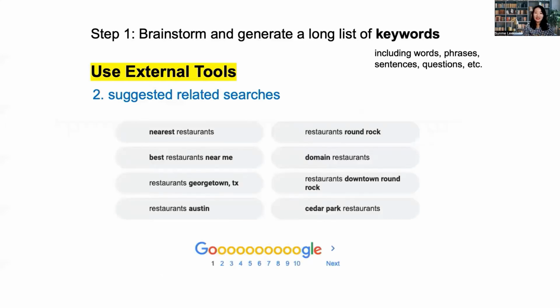Another way is that you can search a keyword and then go to the bottom. When you search some keywords and scroll down to the bottom, there are some boxes where Google suggests keywords. Again, here I enter the keyword restaurants, and Google immediately suggests 8 different keywords. One more thing, if you think this is useful, you can add it to your list of keywords.